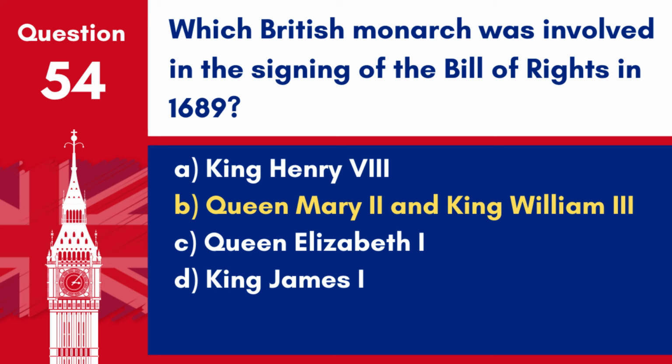The Bill of Rights in 1689 was signed during the reign of Queen Mary II and King William III, William and Mary, establishing restrictions on royal authority and enhancing the rights of Parliament.